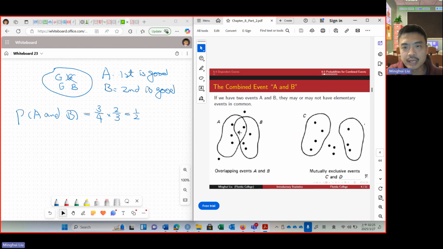3 of them are in B, not in A. And 2 of them are in both A and B. So when we say A and B, we mean the common elements of A and B. So there will be 2 elements in the middle.